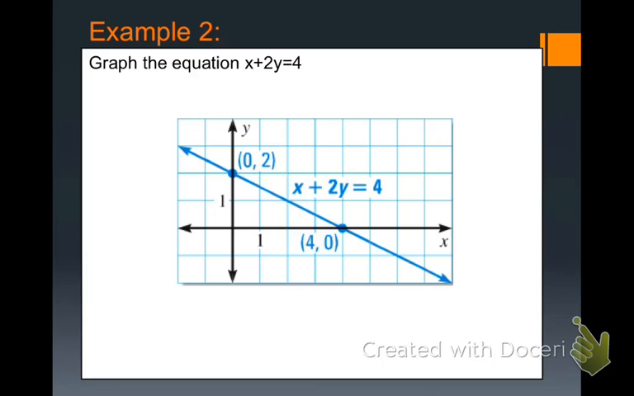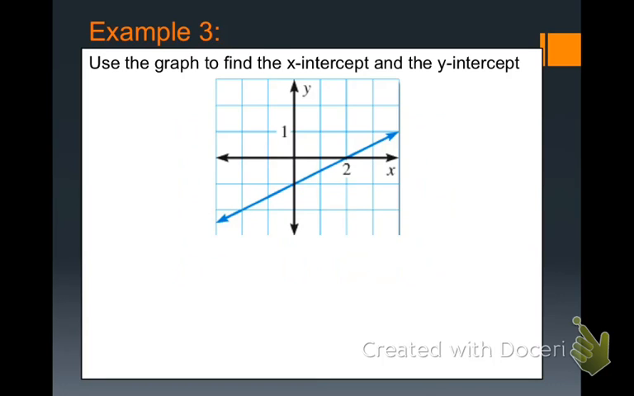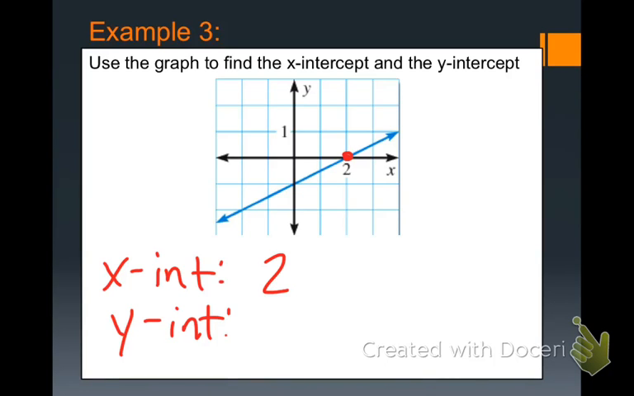So another example, we can kind of work backwards. So you have a graph and you're asked to find the x and y-intercept. Well, looking at the graph, you're just trying to see, okay, where does it cross the x-axis and where does it cross the y-axis? So you can see here at positive 2 is where it crosses the x-axis, so our x-intercept is 2. And it crosses the y-axis at negative 1. So our y-intercept is negative 1.